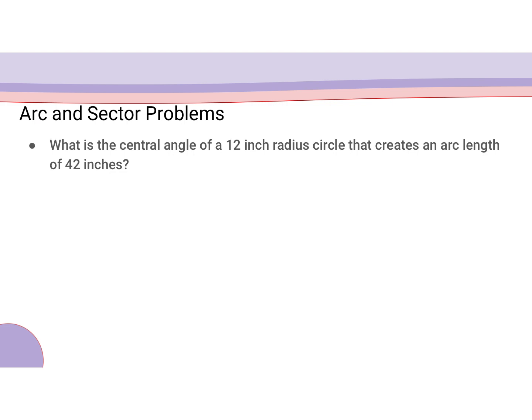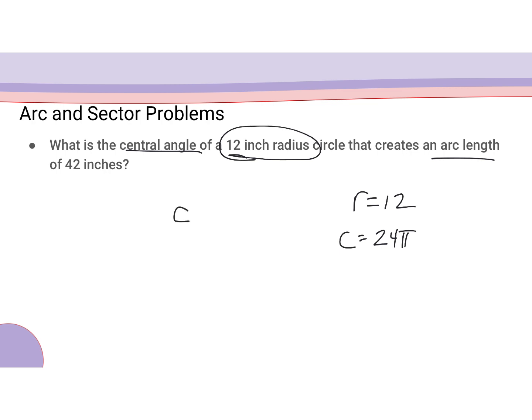Okay, the last one is if it gives me the arc length and we're looking for the central angle. You could also do this using proportions, so I'll show you how. If the radius is 12 and it gives me the arc length, then we know that the circumference has to be 24 pi, because it's 2 pi r. So if the total circumference is 24 pi, and the part of the circumference is 42, I can use this as a proportion to solve for my missing angle, using some cross multiplication and division.